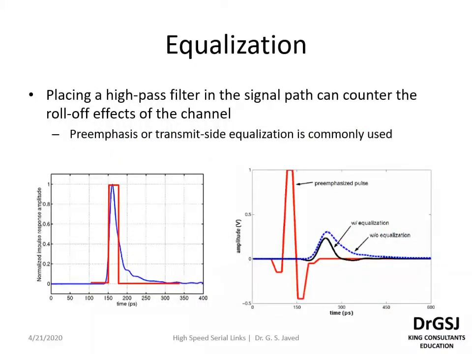To overcome that, a solution was placed that a high pass filter in the signal path can counter the roll-off effects of the channel. In that case, what was done was a pre-emphasis, where transmit side equalization was used. This is used to counter the impact of the symbols present after the channel. If you look at the left hand side figure, before the pulse and after the pulse, you would see some kind of data or energy or signal voltage being present in the amplitude. If an inverse of that signal is sent beforehand, then the effective output signal would come without the dispersion or a spread in the time pulse.